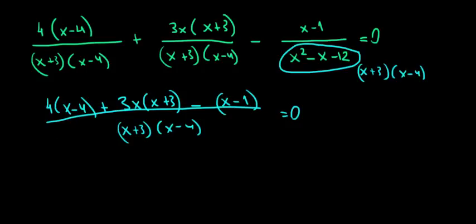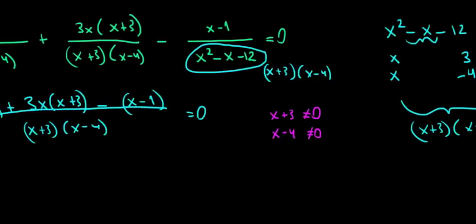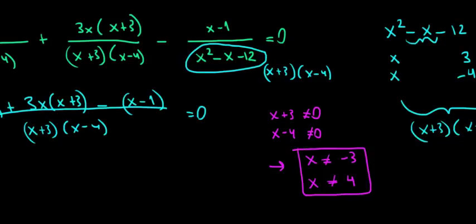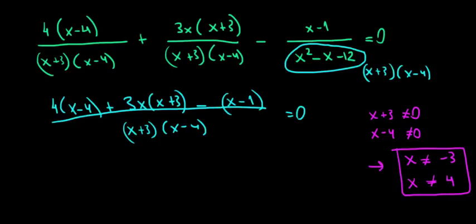Okay, one thing we have to keep in mind is that division by 0 is undefined, so x plus 3 cannot equal 0, and also x minus 4 cannot equal 0, which means that x cannot equal minus 3 and x cannot equal 4. This is our domain. We must keep this in mind. Okay, so how can we solve this right now?